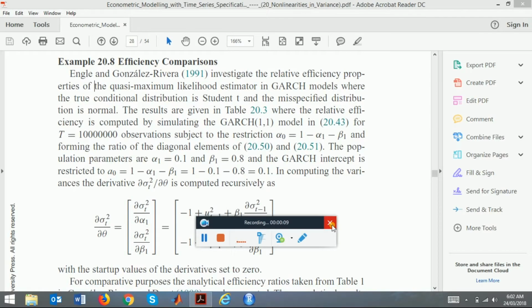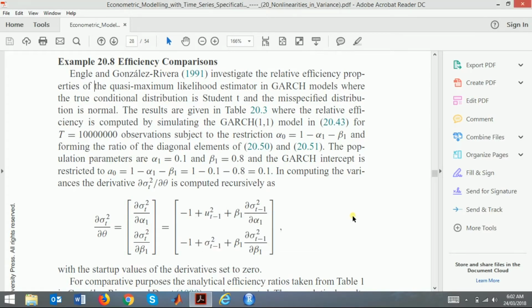Okay, now let's begin talking about an example of the quasi maximum likelihood function, the distribution that accommodates for normality, and also the distribution that represents the true population parameter distribution, which still captures the variances. So first, let's start with efficiency comparisons.